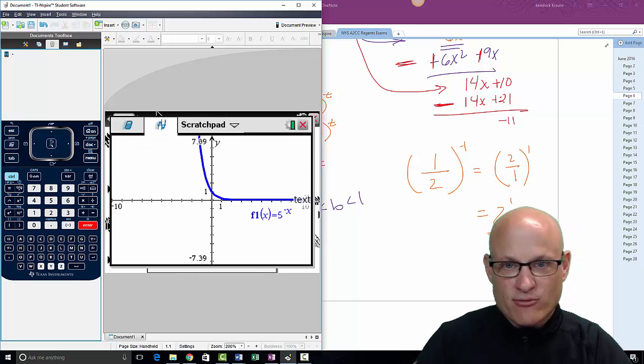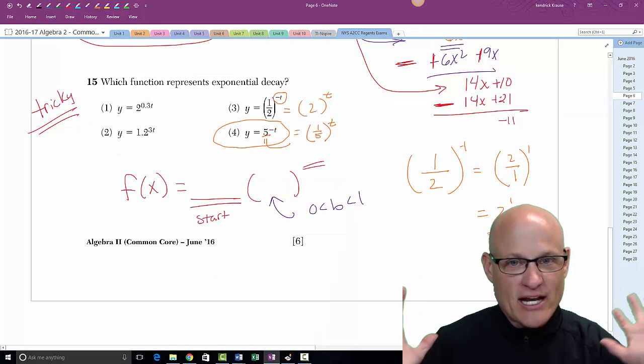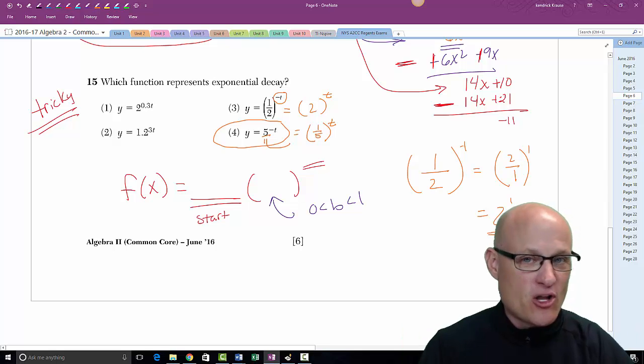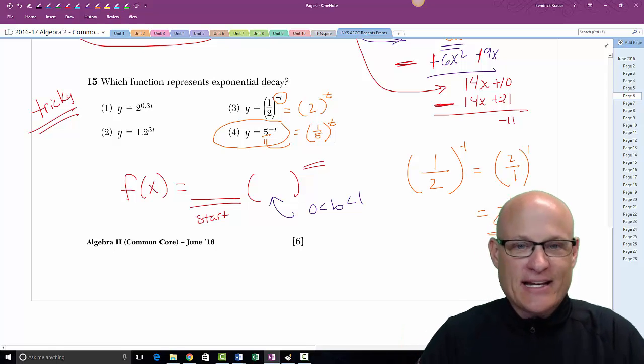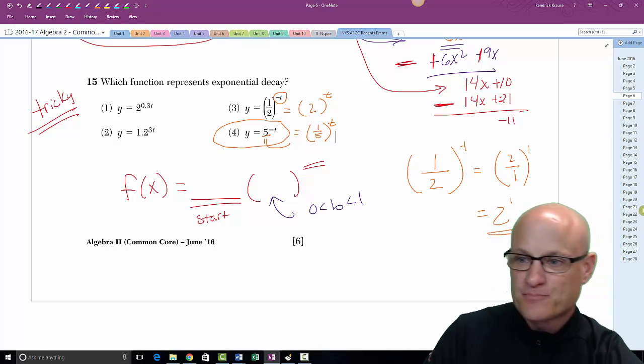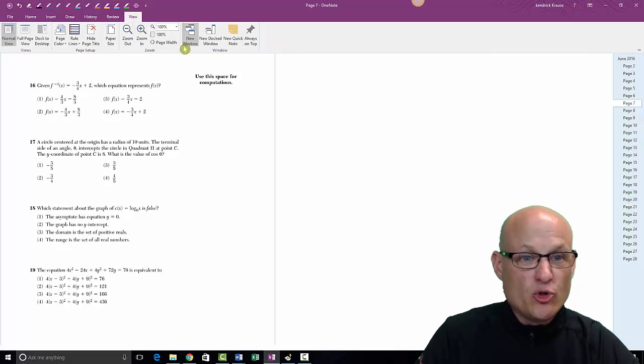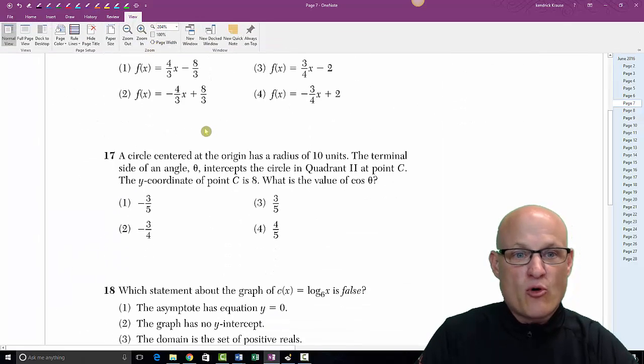You still should have gotten it right because you still have to have more tools in your tool bag. You can't just rely on one trick. You got to be able to use all of your tools in your tool bag. And in that case, using the graphing calculator really would have helped you out. All right, let's move on. Page 7. It's a tricky question, I'm not going to lie, but it was doable, and you guys got to learn to do things more than one way.